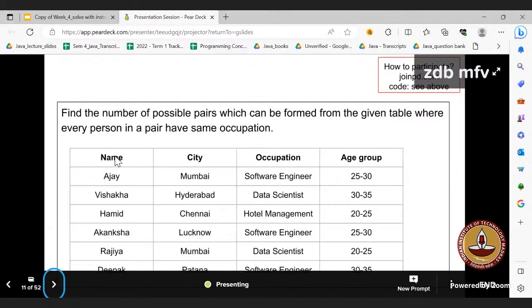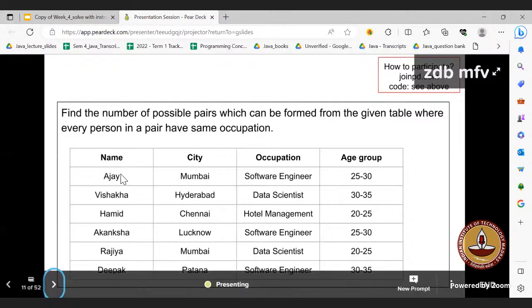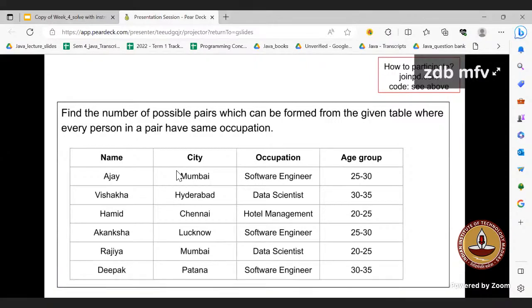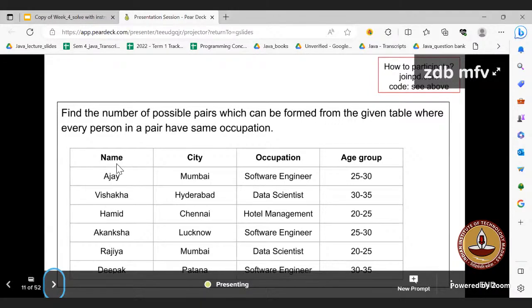Bin every single person with the same occupation. You will use one while loop. If it is software engineer, you will move to one table. If it is data scientist, you will move to another table. If it is hotel management, you will move to another, so you will have 3 tables. In each table you will check the number of employees you have.